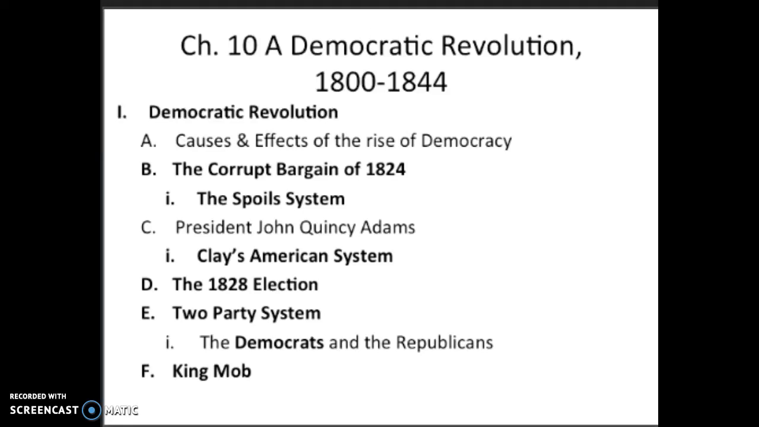Hey guys, so it's chapter 10, a democratic revolution, 1800 to 1844. We'll look at why there was a rise in democracy, meaning more people were able to vote through presidential elections. We'll start with the presidential election of 1824 and why it was dubbed the corrupt bargain of 1824. We'll move on and talk about the presidential election of 1828 and the new two-party system that forms from there.